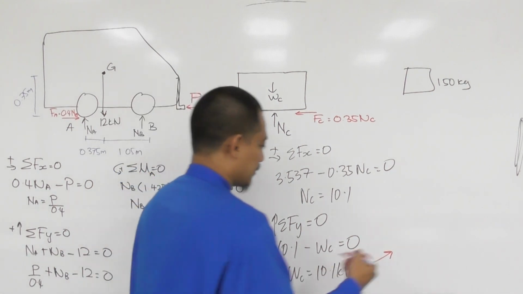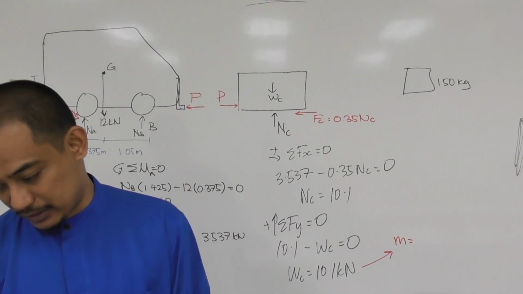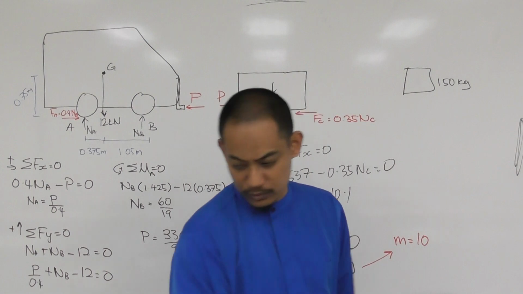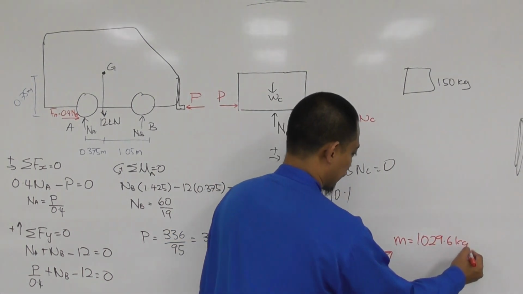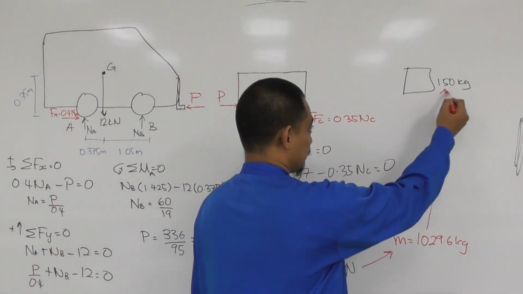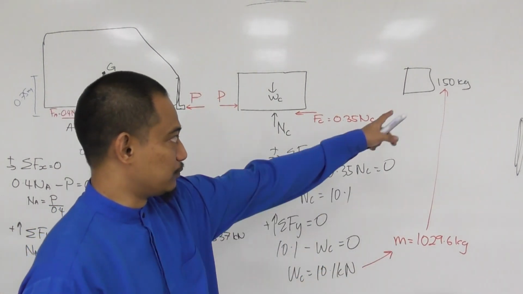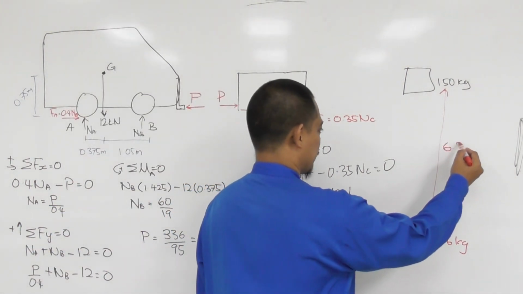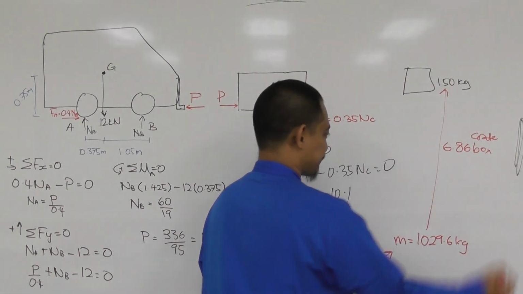So the maximum mass based on this, if you divide by gravity, you will get 1029.6 kilogram, right? So the only question left is how many boxes, if this is the maximum mass. For one it is 150, so if you divide that, you'll get 6.86 boxes, or basically crates.